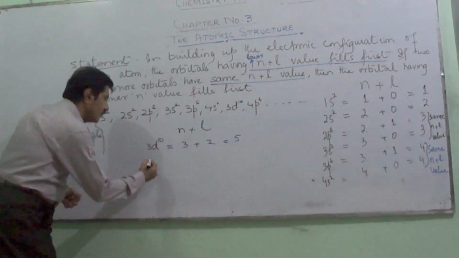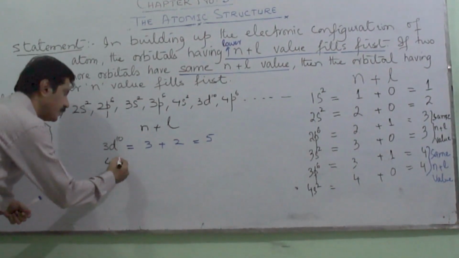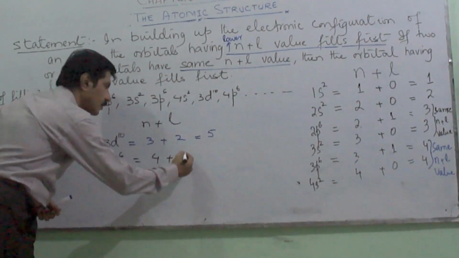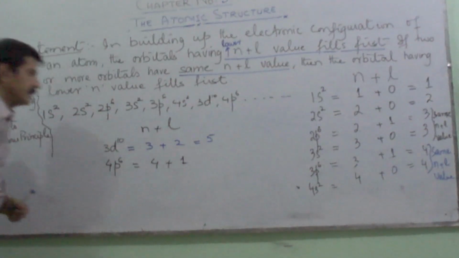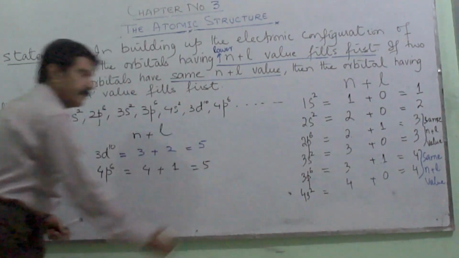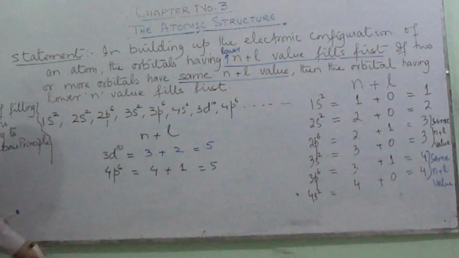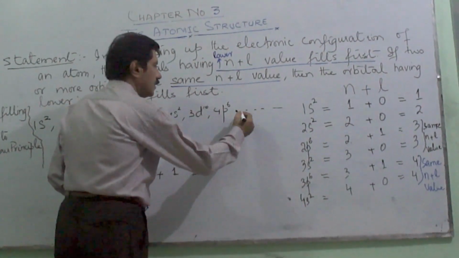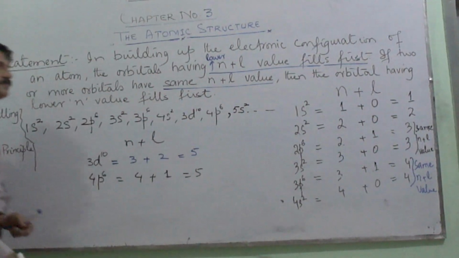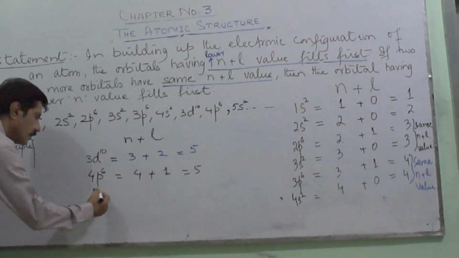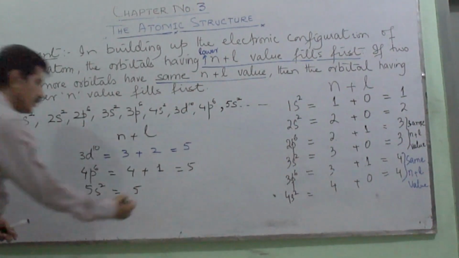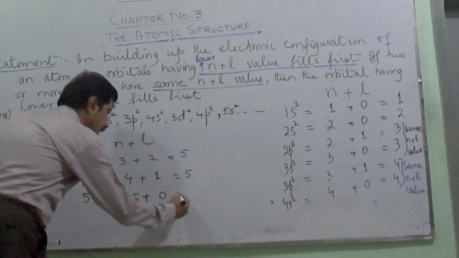Then 4p, 6. 4 is the n value. 1 is the L value for p subshell. Again it becomes 5. And after 4p, 6, it will be 5s2. 5 will be the n value. 0 will be the L value.